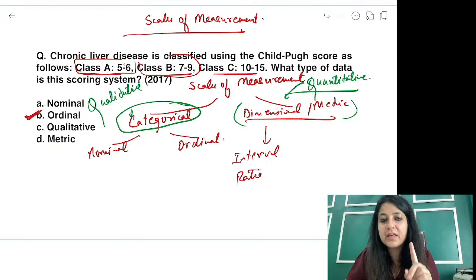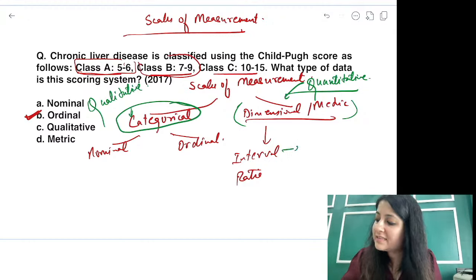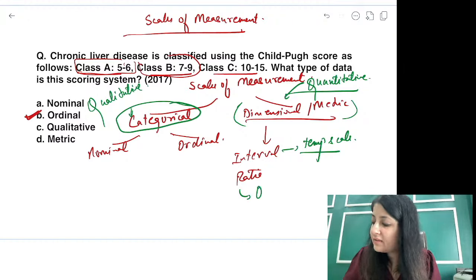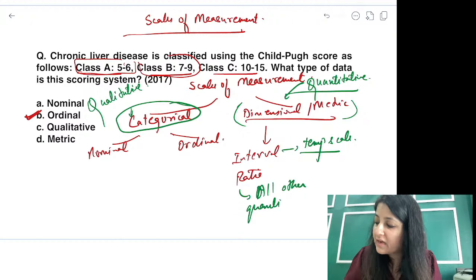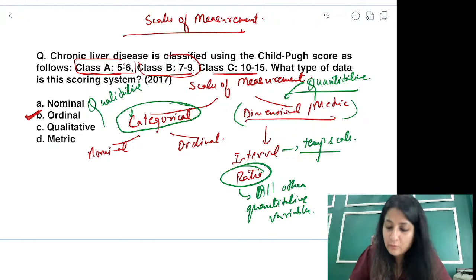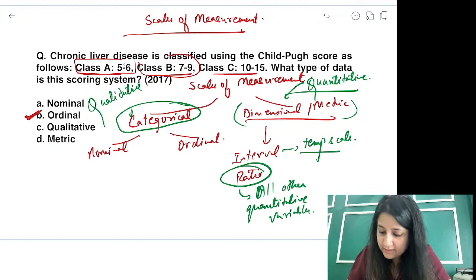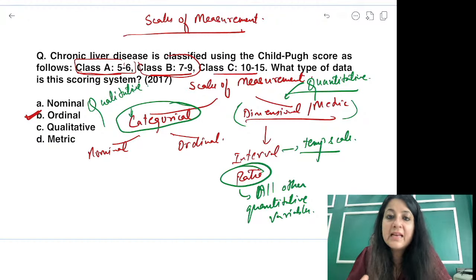Now quantitative are dimensional or metric. In this there are two types: interval, ratio. Interval scale example is temperature scale. Rest all the variables, all other quantitative variables, will be put under the ratio scale. What is interval scale? Guys, just keep your questions. I will answer them, otherwise I miss your question in between. Let me finish, then I will take up the questions at the end.